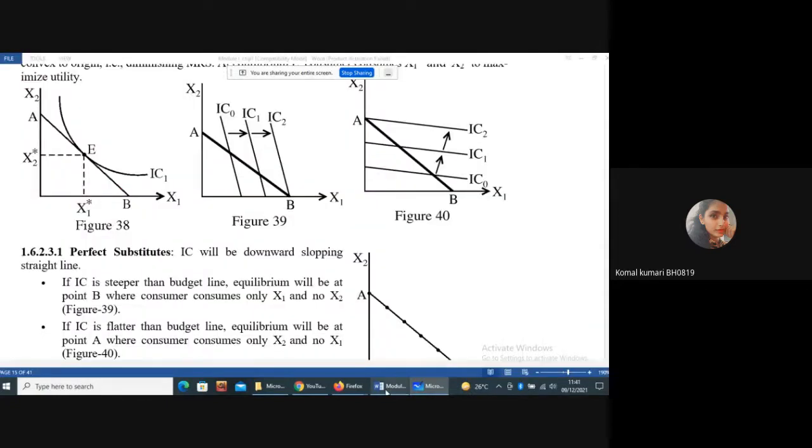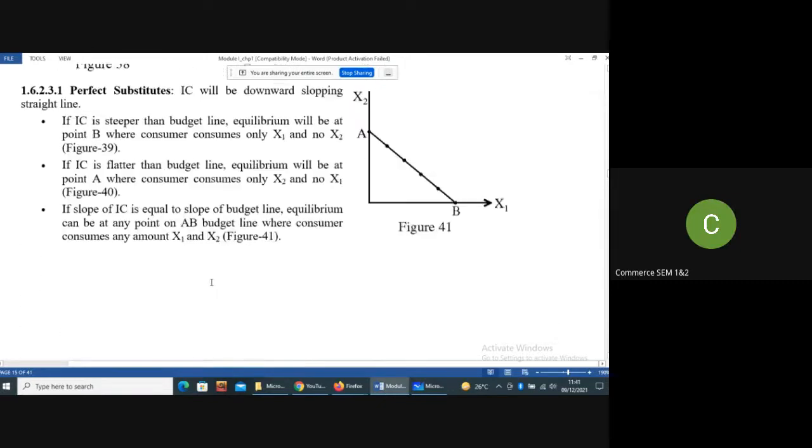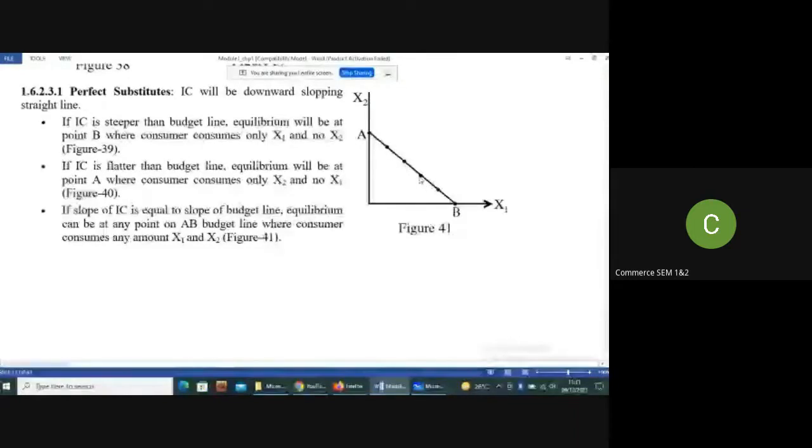Next is perfect complements. Like this, the budget line coincides with your IC. So any point, these dots, or point A, or B, or anywhere in between, anywhere the consumer can consume.